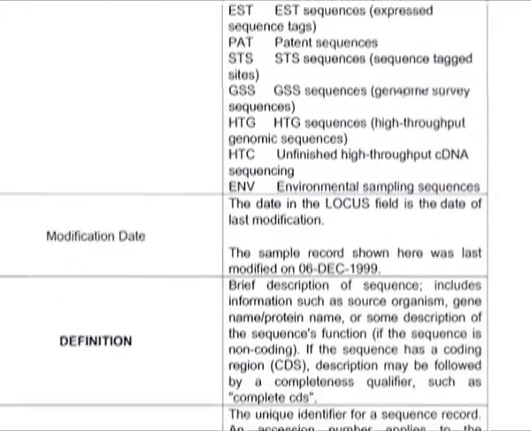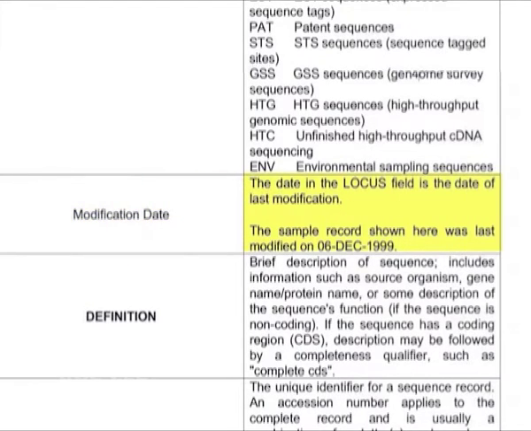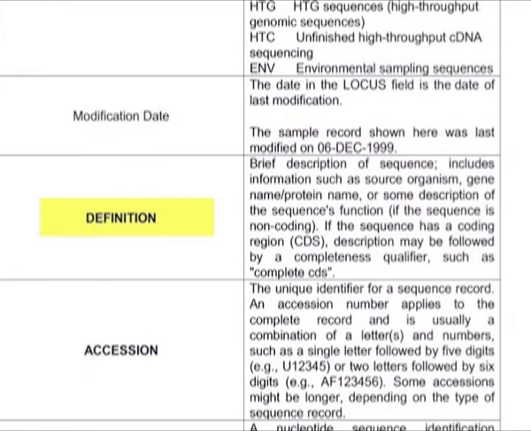The next is modification date. It is the date in the locus field of the last modification. The sample record shown here was last modified on 6th December 1999. The next field is definition. Definition describes the brief description of sequence which includes information such as source organism, gene name or protein name, or some other description of the sequence function. If the sequence has a coding region, description may be followed by a completeness qualifier such as complete CDS.